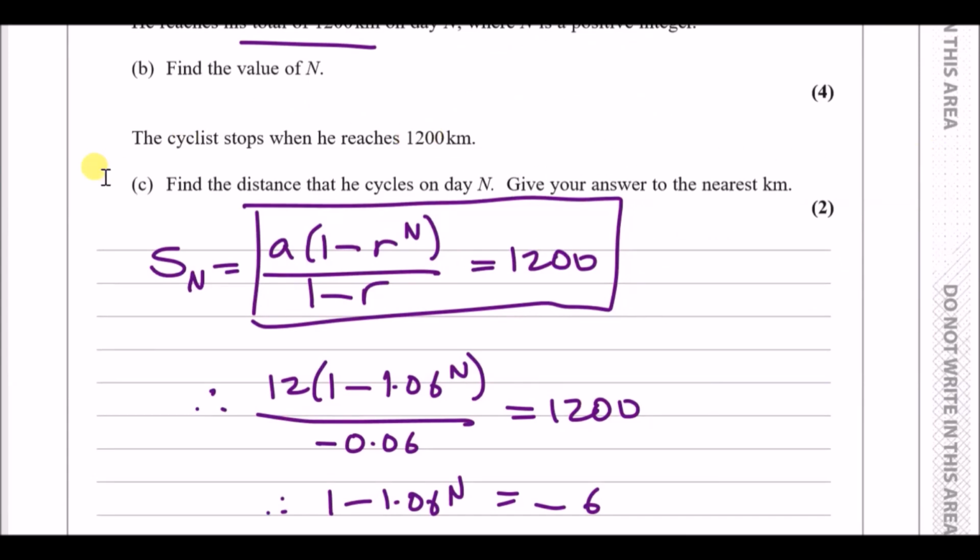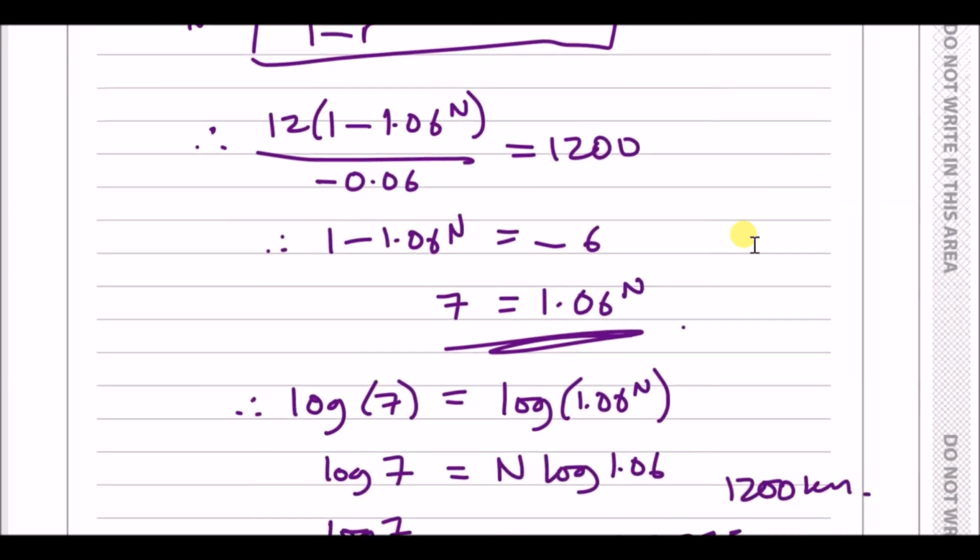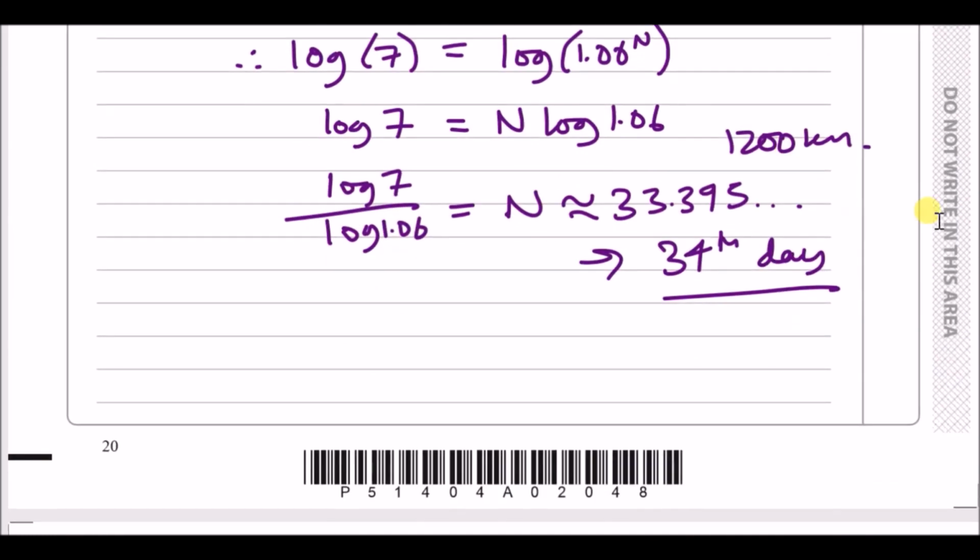Okay, part C. So the cyclist stops when he reaches 1200 kilometers. Okay, and we know that that's exactly at time n. Find the distance that he cycles on day n, giving your answer to the nearest kilometer. Ooh, interesting. So what do we know? So we know that exactly at this point in time, so on the 33.395th day, he traveled exactly 1200 kilometers.